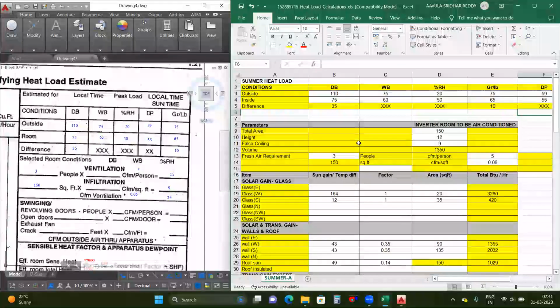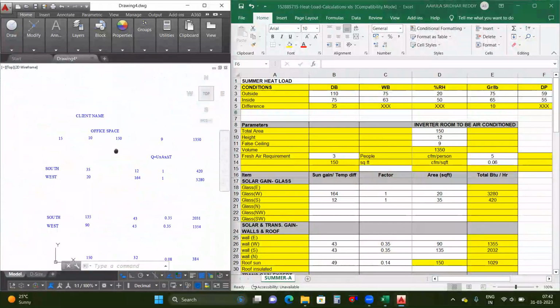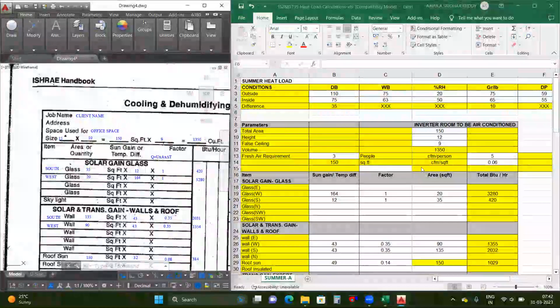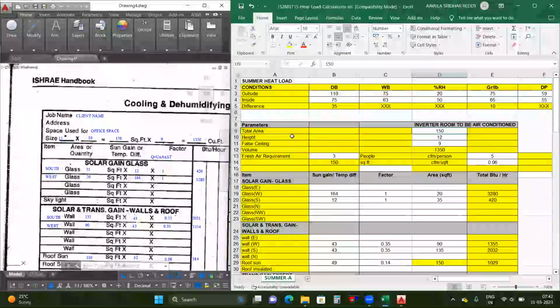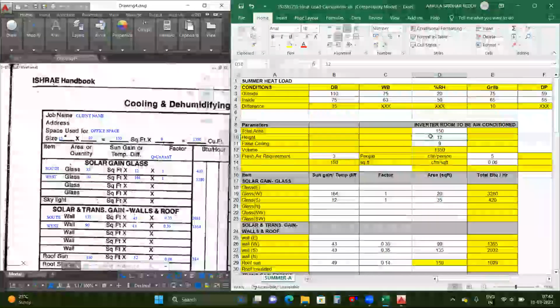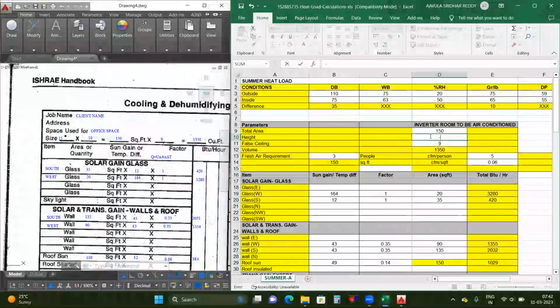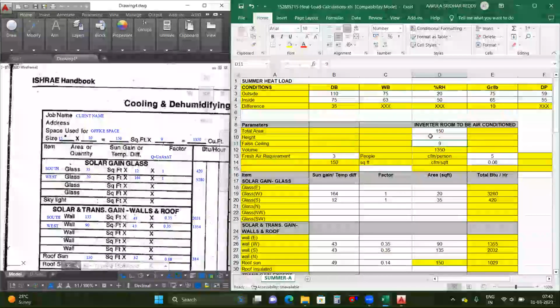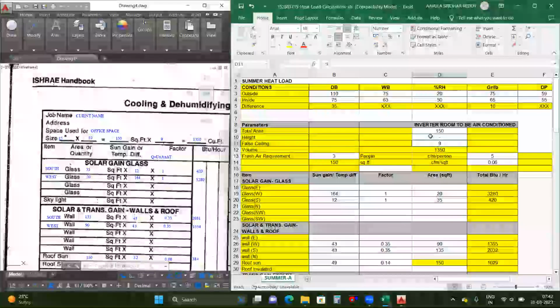Next we need to enter the area. The area is 150 square feet, so the same we need to enter, 150 square feet. The true ceiling height is not required, we will keep it blank. The false ceiling height we assumed as 9 feet, so I will keep it as 9 feet here. The volume will be calculated automatically.